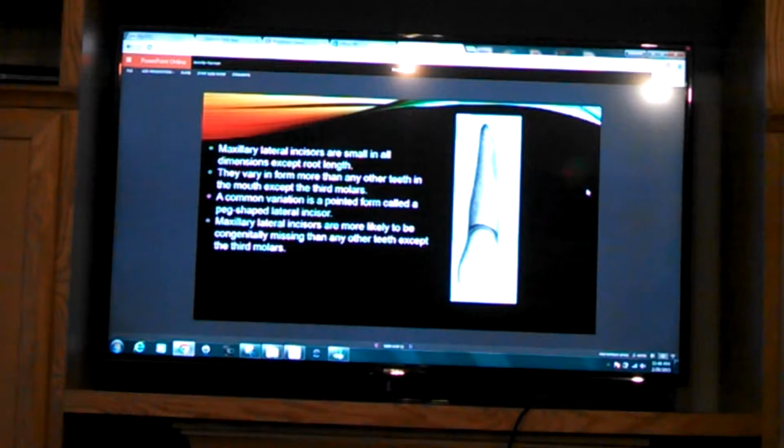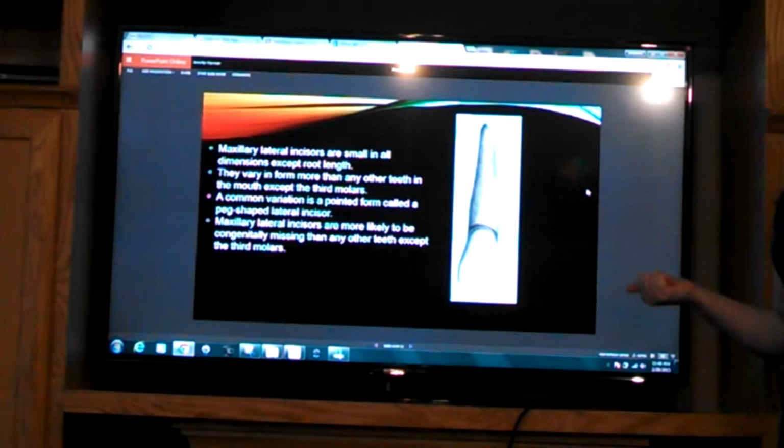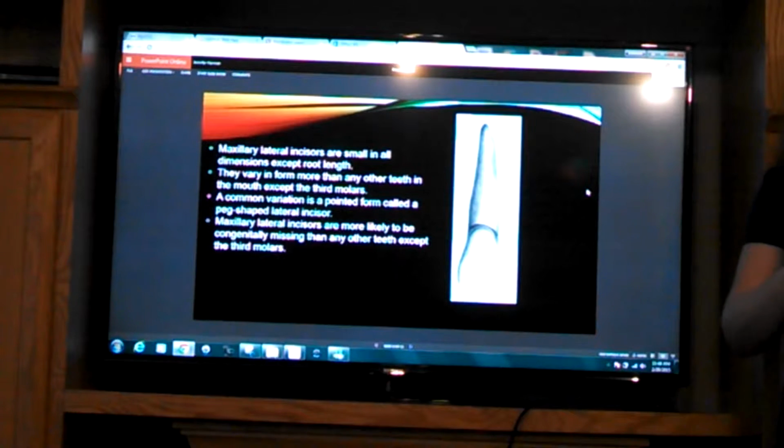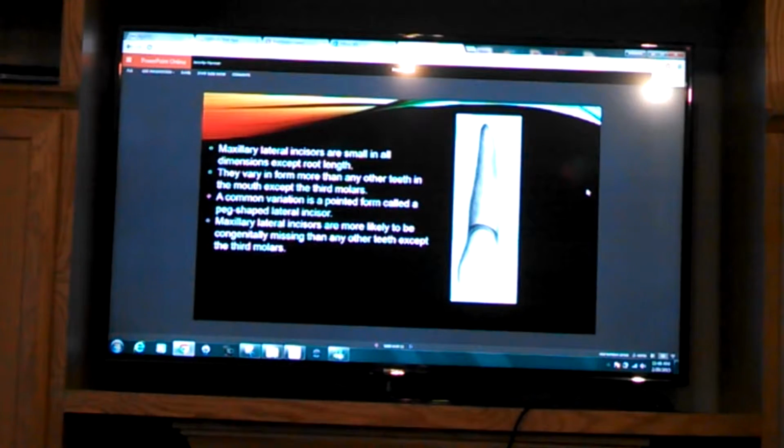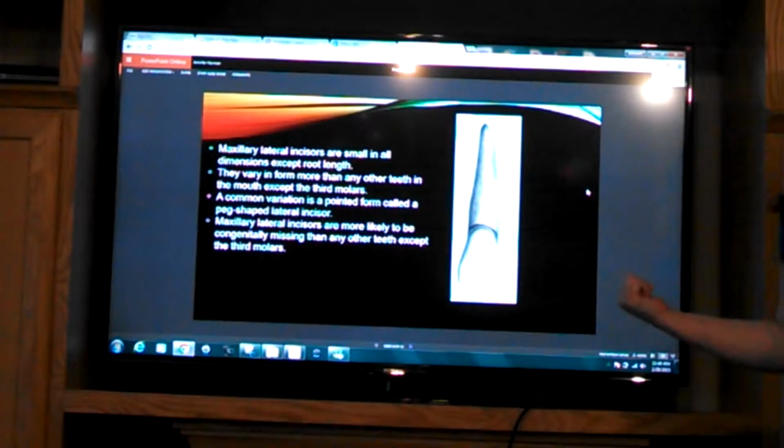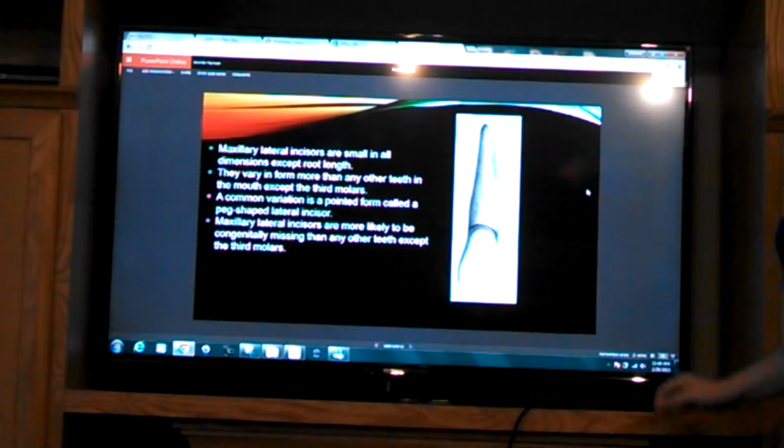So here is our maxillary lateral incisor. They are small in dimension except for the root length. They vary in form more than any other teeth in the mouth except for third molars, and we'll learn more about third molars later in the semester. There's a common variation of the maxillary lateral incisor, which is known as the peg lateral, and again we'll learn more about that later in the semester. And maxillary lateral incisors are more likely to be congenitally missing than any other tooth except for third molars. So our lateral incisors are in competition with third molars just in general.